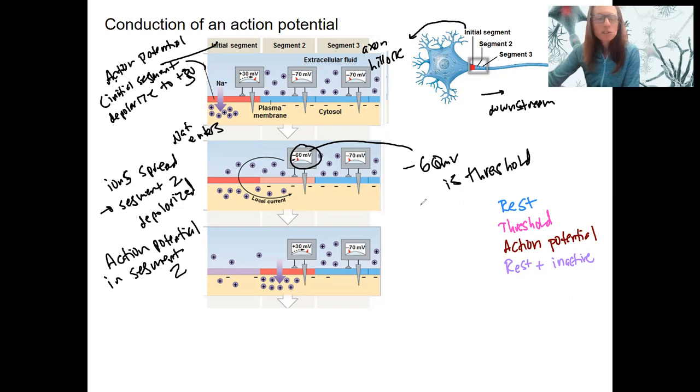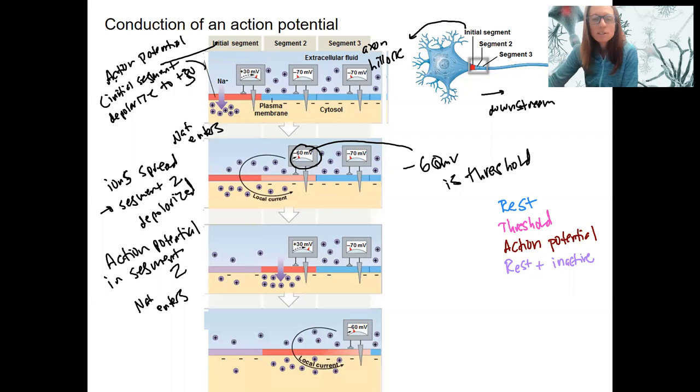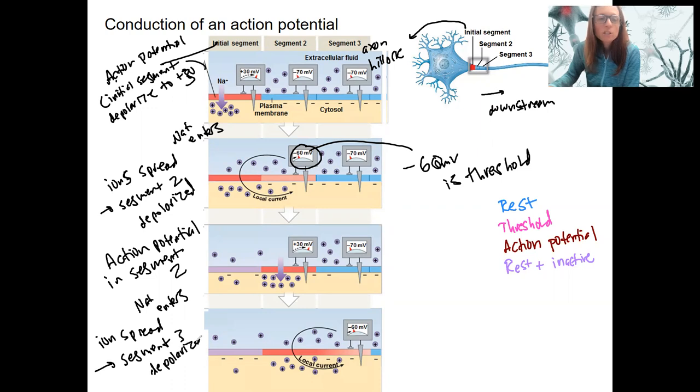Okay, so we had our action potential at segment two. As sodium ions enter at segment two, just like they did up here, but now we're further down the axon. We've had conduction occur a little bit. That is enough to have ion spread to segment three. So the ions spread, just like we have above there, and segment three is depolarized first to threshold, and then a full action potential is going to be generated because that's what happens after you reach threshold. Okay, so kind of makes sense, right?